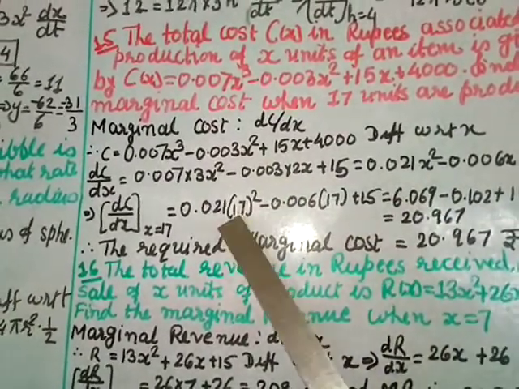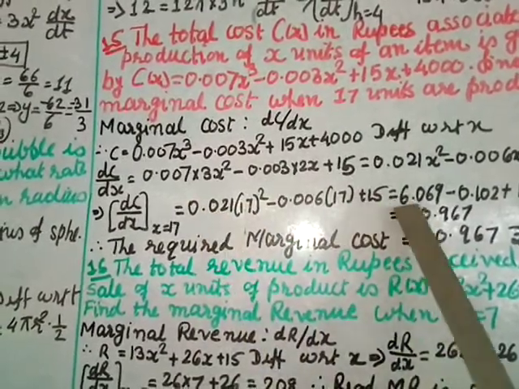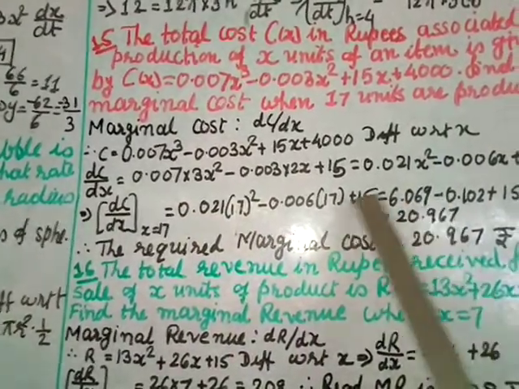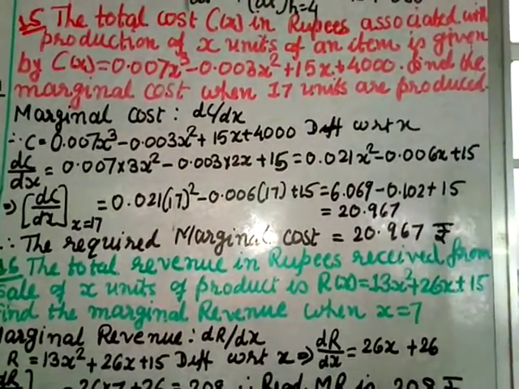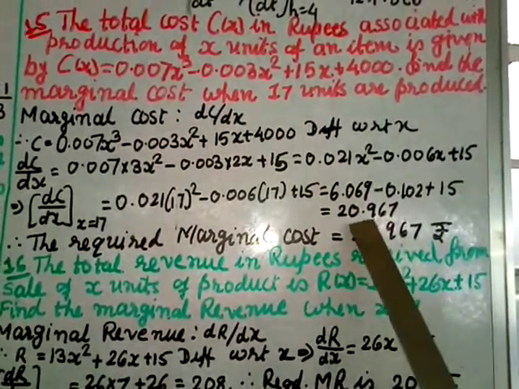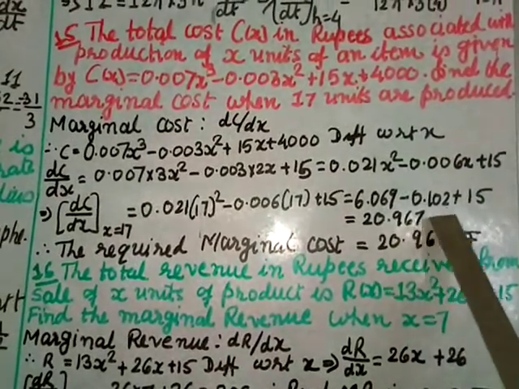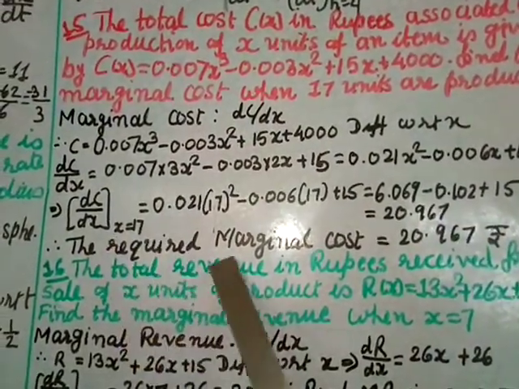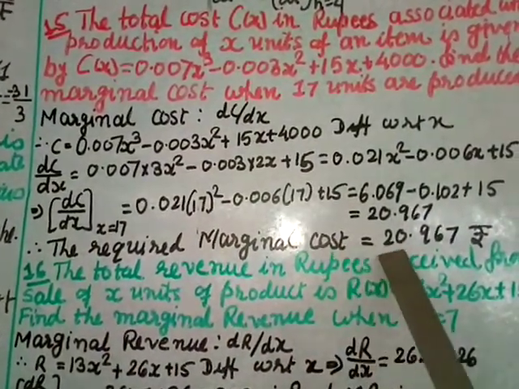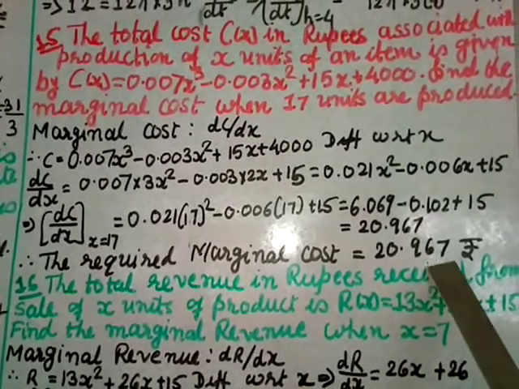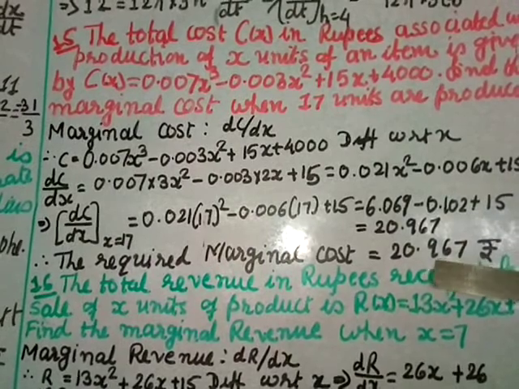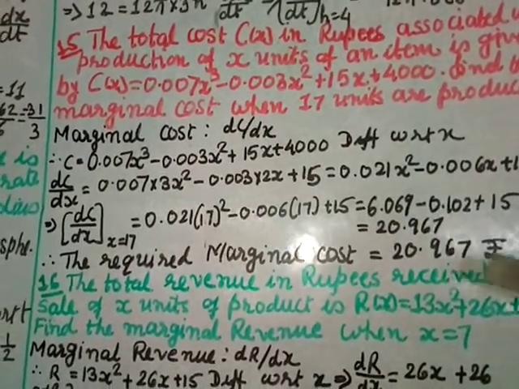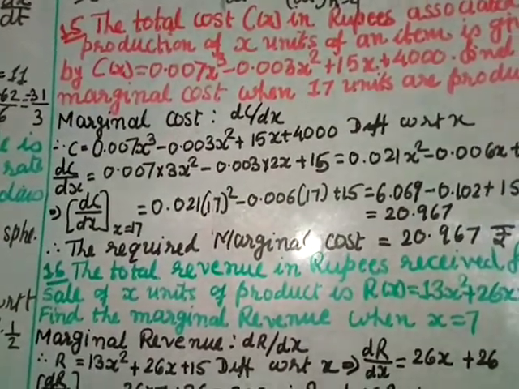Simplify: multiply 17 square into this, so you get 6.069. 17 into 6 is minus 0.102, plus 15. Add up and subtract, so you get 20.967. Therefore, the required marginal cost is 20.967 rupees. If you want to round off, you put 97. So that is the answer for question number 15.